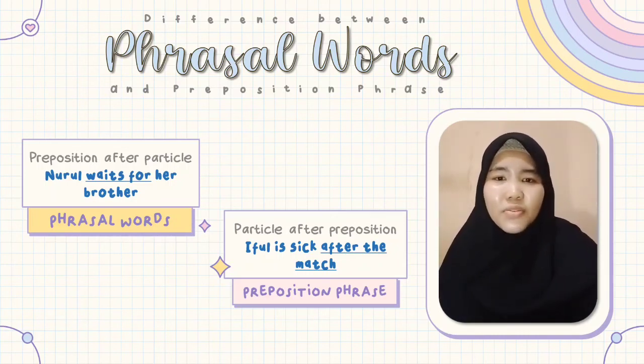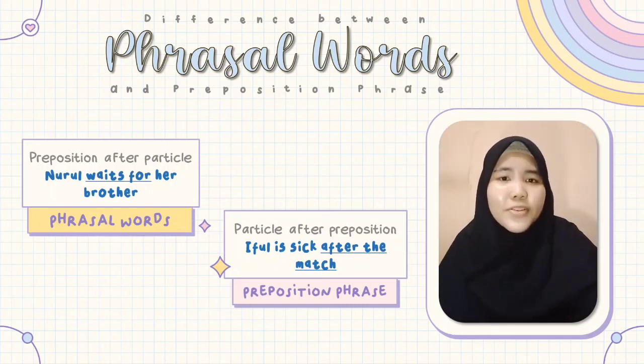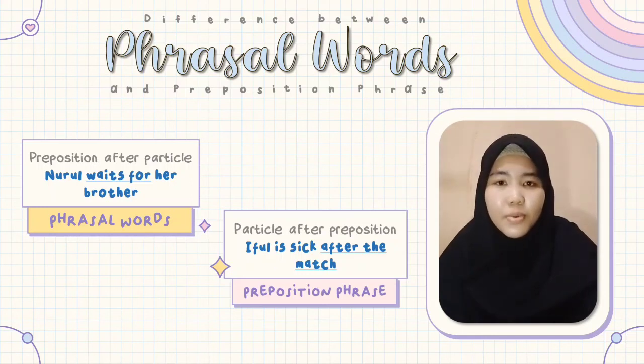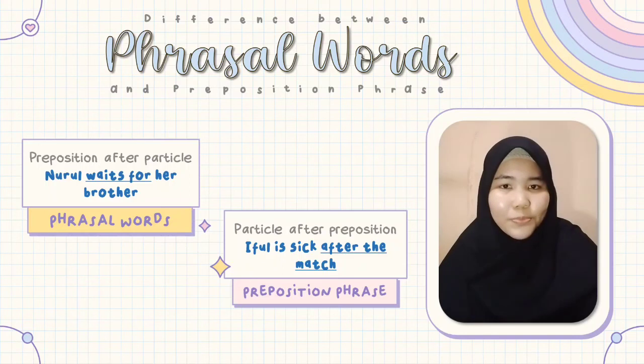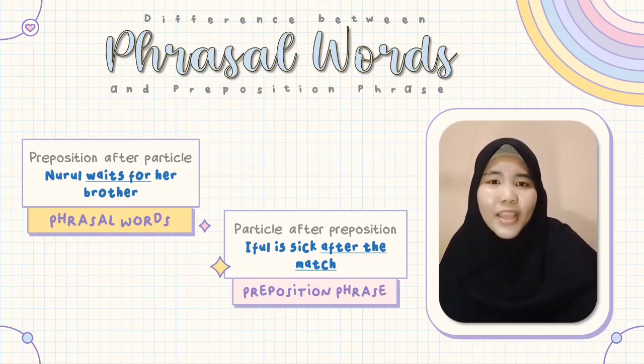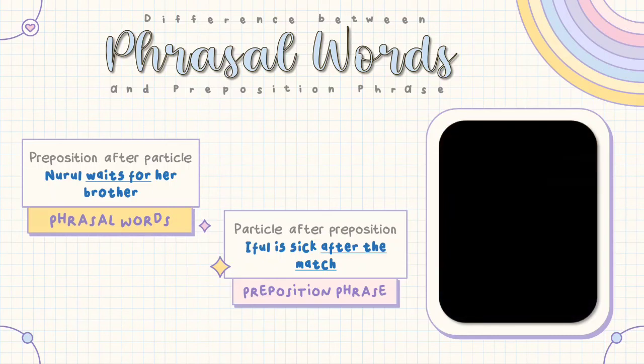Okay, for the phrasal word, the form is a preposition after a particle. For instance, Nurul waits for her brother. So waits for is actually the phrasal word. And for the preposition phrase, the form is a particle after a preposition, such as Iful is sick after the match. And after the match is the preposition phrase in the sentence.